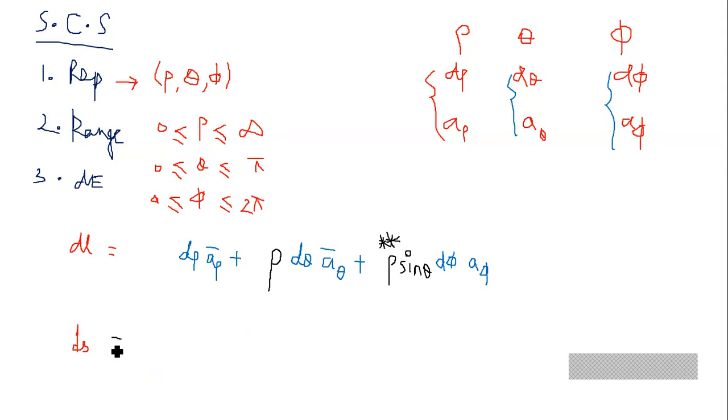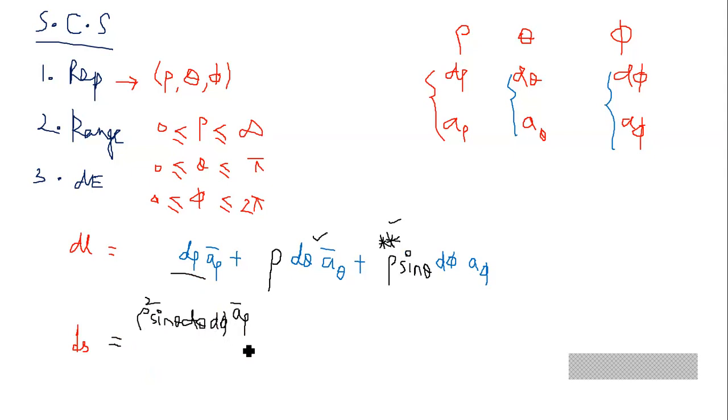If you want the a rho term, you need to discard the a rho term and multiply the two remaining terms. What expression do you get? You will get rho square sine theta d theta d phi. That's it, done.